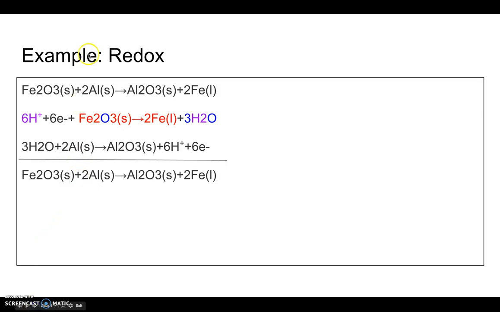So here's an example. First you balance the elements that you can balance: 2 aluminum, 2 aluminum, 2 iron, 2 iron. Then you break it into half reactions, and then you have an oxygen here, so you have 3 waters over here, 6 H+ to balance out the H's in the water. Same thing down here, 3 waters, 6 H+, and then those cancel, and you get this reaction right here.